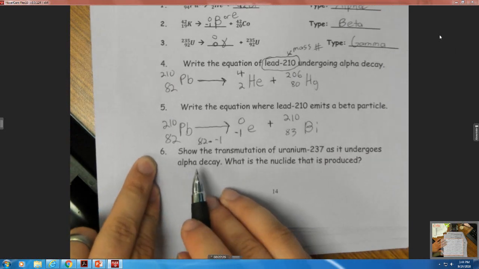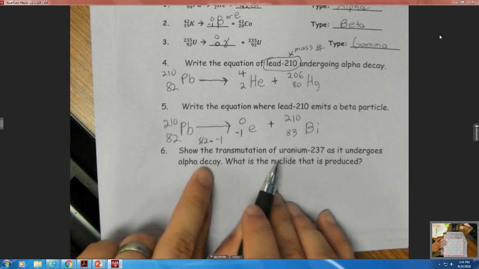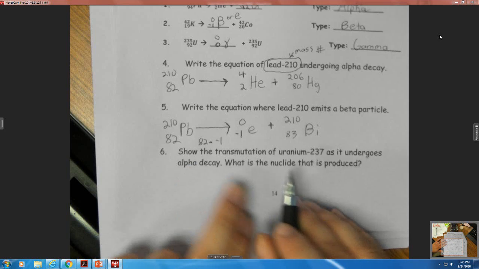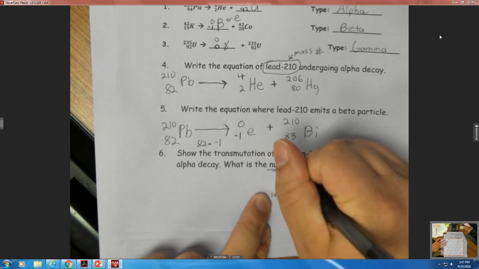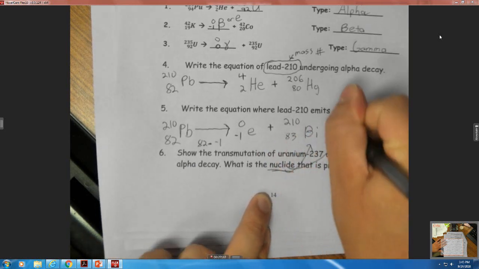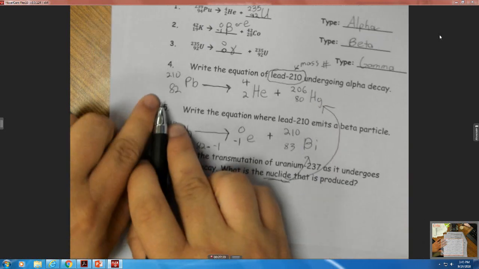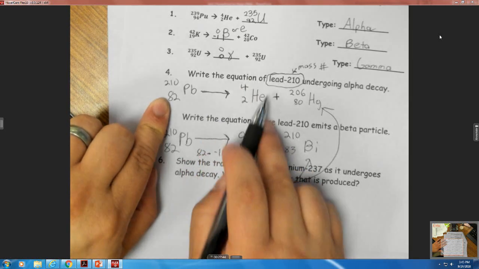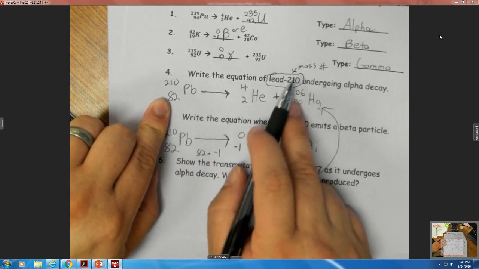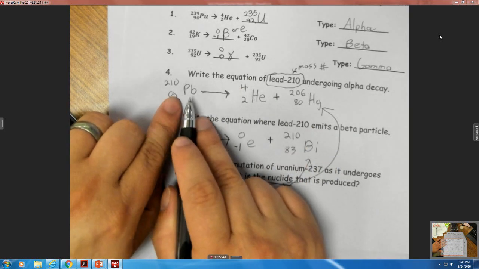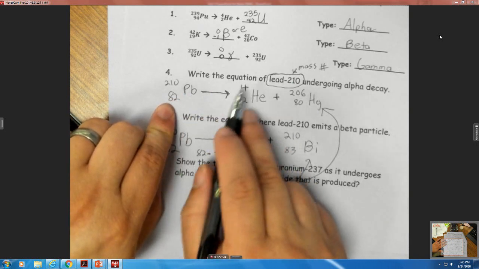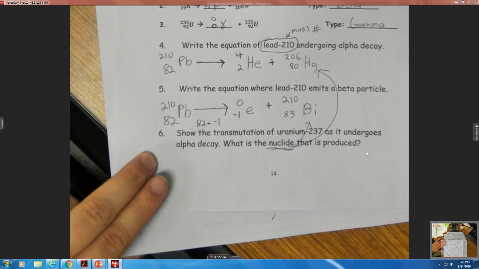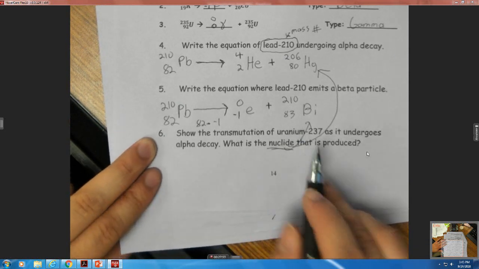Last one, number 6. Show the transmutation of uranium-237 as it undergoes alpha decay. What is the nuclide that's produced? Nuclide just refers to the new element that is made with all of these things. So for this process, this is my particle, and then this is my nuclide. That's just basically what's the new nucleus that's left after the particle gets emitted. So 6 is really telling us just to do the same thing. So I'm starting with uranium-237.